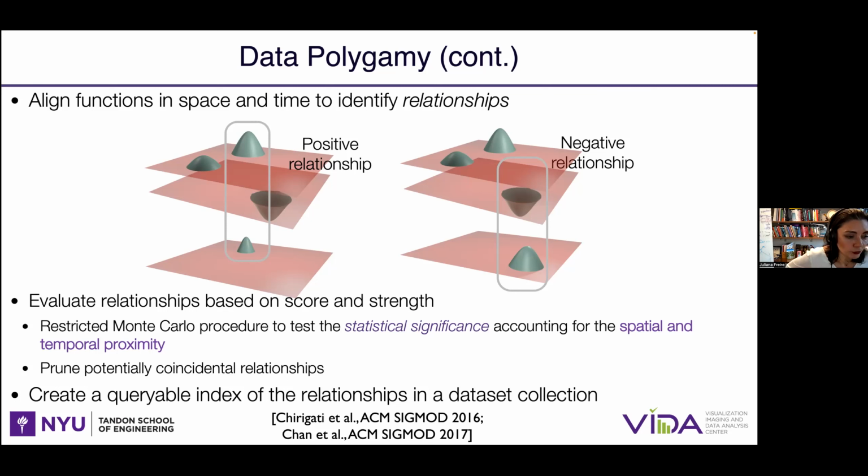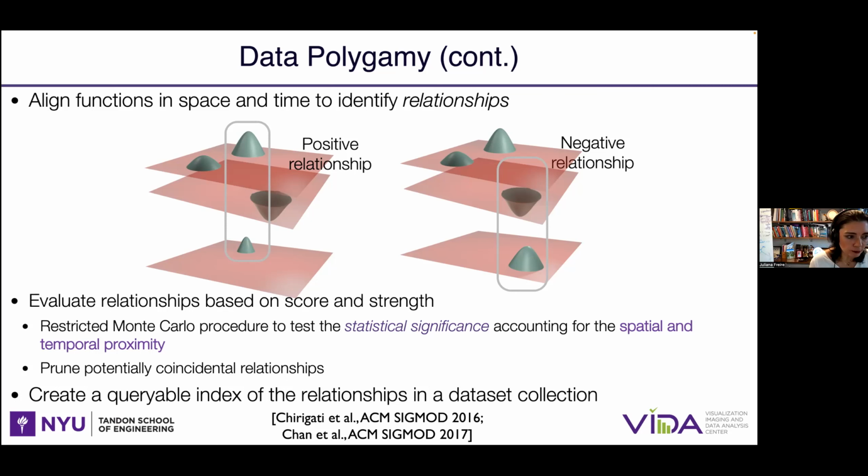So to deal with those, we developed a restricted Monte Carlo procedure that tested statistical significance for these relationships and takes into account both a spatial and temporal proximity. And by doing that, we can actually prune a number of the coincidental relationships. And once we have these, we create a queryable index where people can ask what data sets relate to what data sets based on the salient features, right?